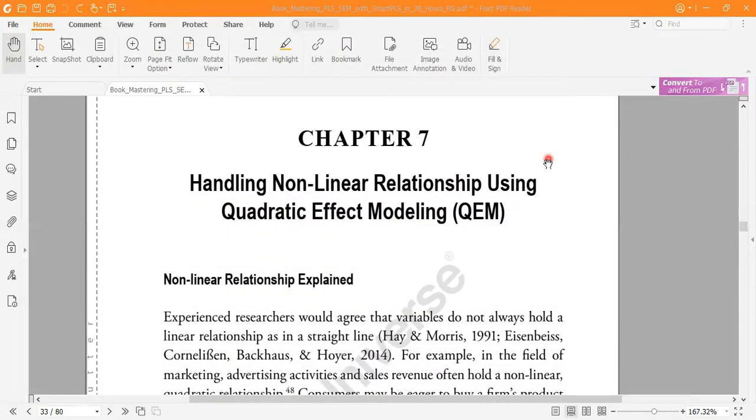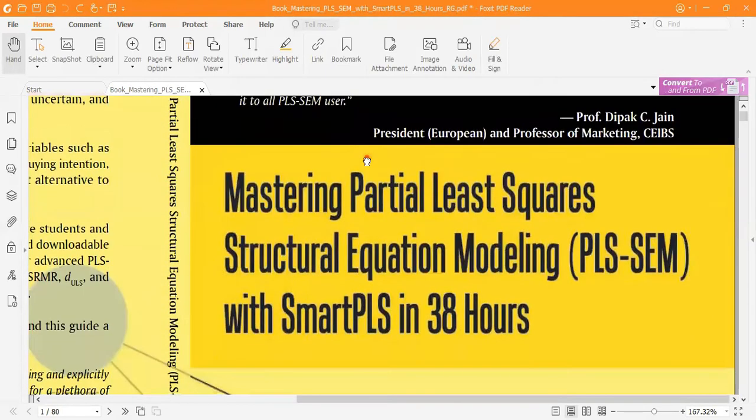Okay, now we are going to start. So now this is chapter number 7, from a very important book. First, I would like to show you the title and the authors of this book, and then I will discuss some of the concepts regarding the non-linear relationship. Let's go and watch this. This is a wonderful book about mastering partial least squares structural equation modeling, PLS-SEM with SmartPLS in 38 hours.